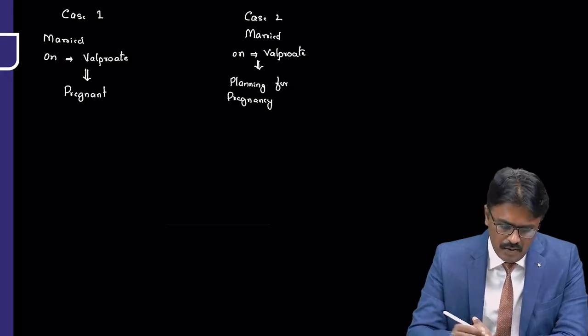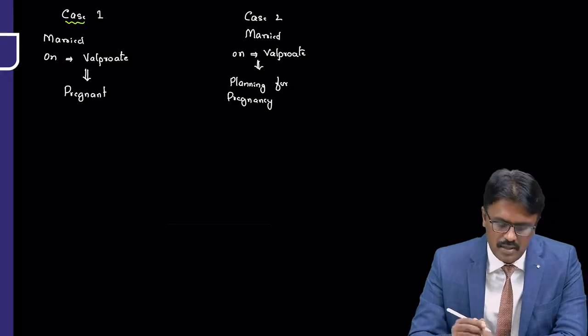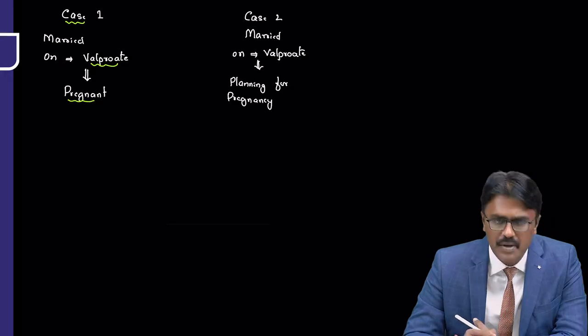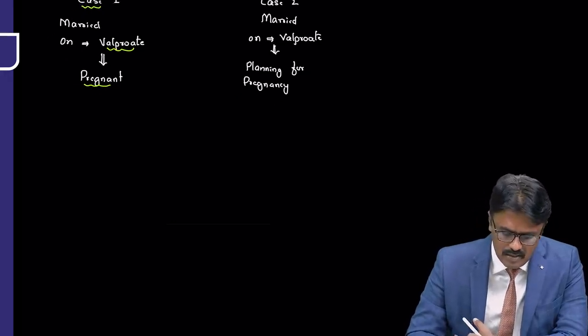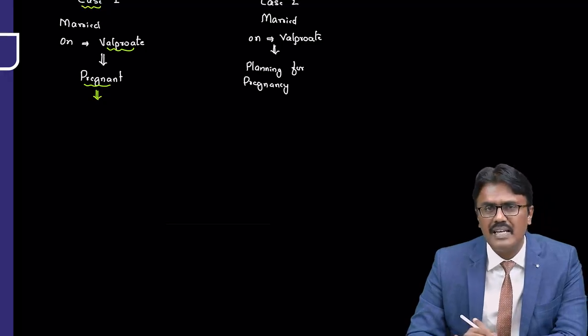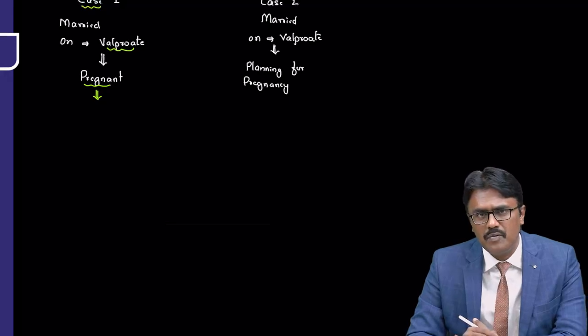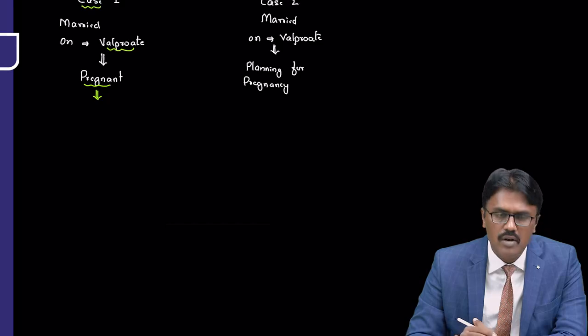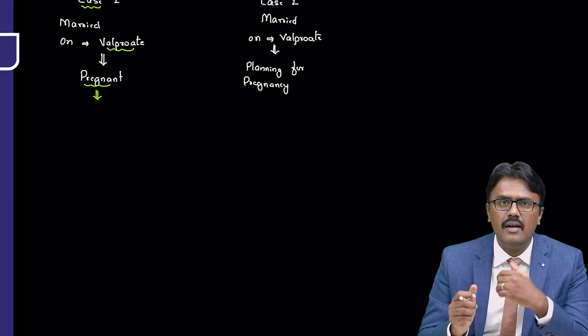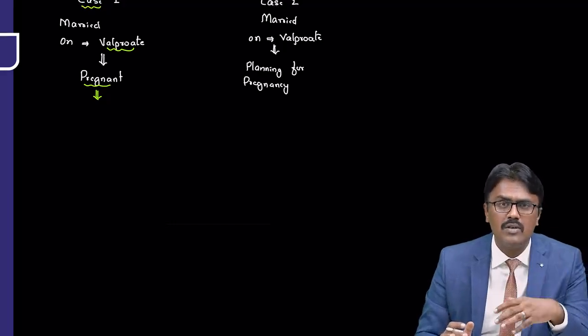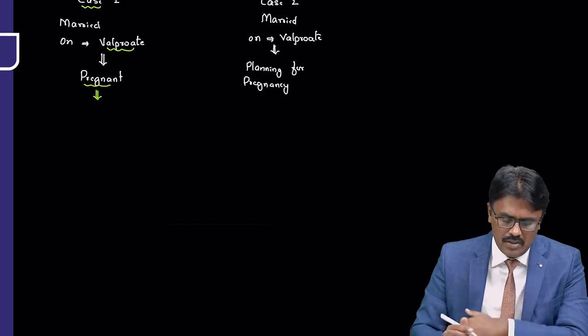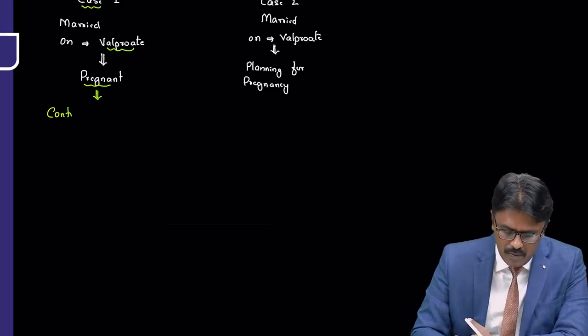Now case 1, she is married and she is already on valproate and now she has become pregnant. So in this case, what is your next step? Should we stop valproate or should we replace with lamotrigine or levetiracetam? Since she is already on valproate, don't stop valproate, because when you stop an anti-epileptic drug, the seizures can occur again and it will not only affect the mother, it will also affect the growing fetus. So here, continue valproate.